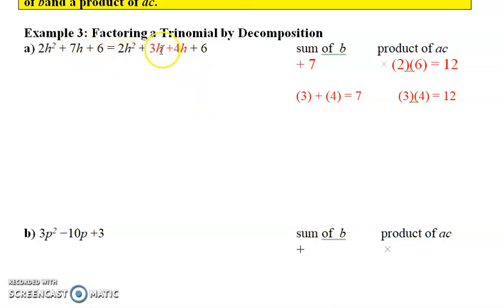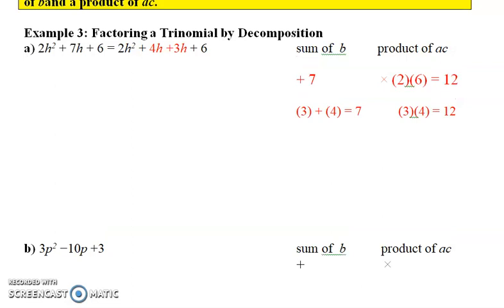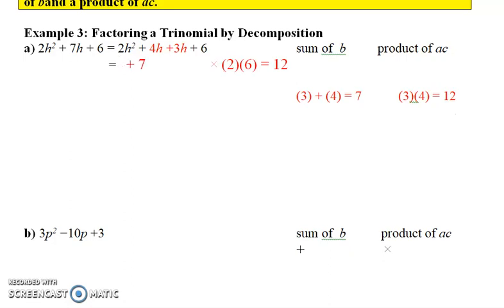And then you can write these in either order. This can be 4 and this can be 3. It doesn't matter the order in which you write them. It's not going to make a difference. Then you want to split these into 2 groups and factor the GCF out of both.